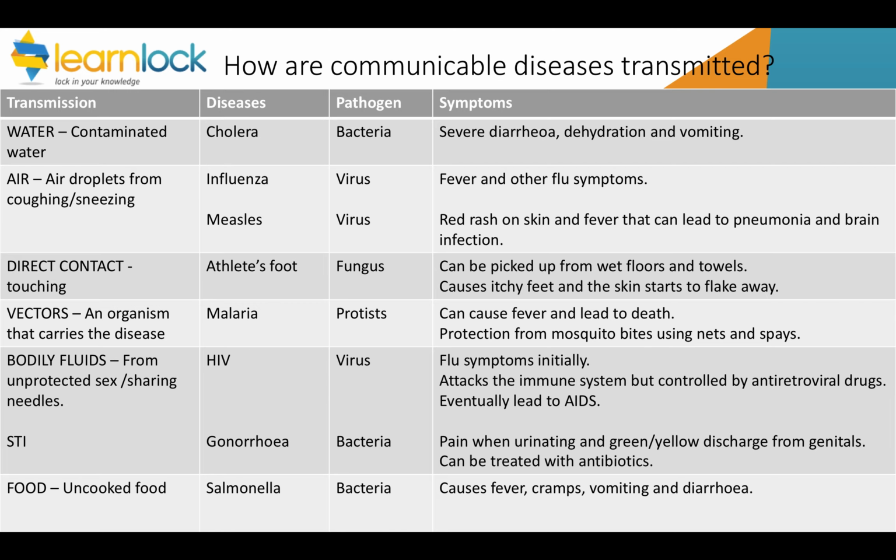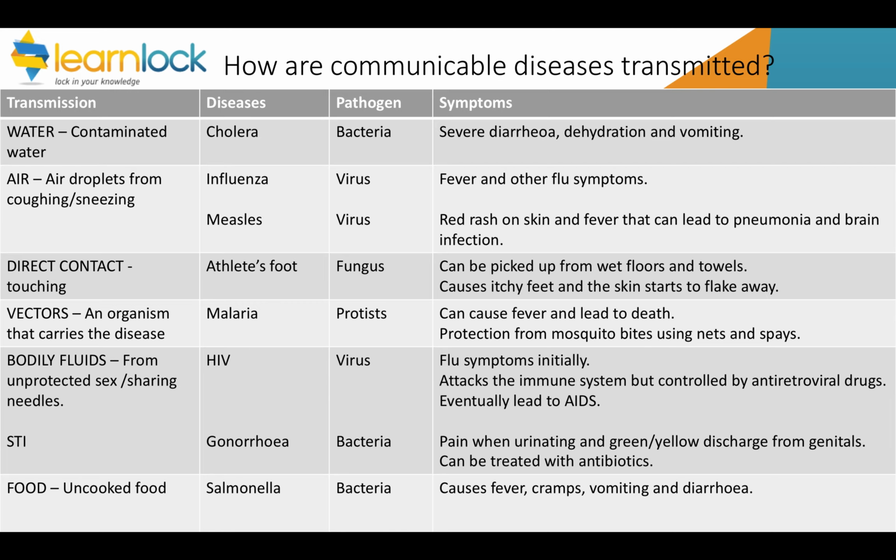Transmission examples also include air. So 2 diseases that you need to know could be transmitted through the air are the flu, so influenza, or measles. Influenza and measles are both caused by viruses, and you will need to know the symptoms of each as well. So the flu causes fever and coughing and other flu symptoms. Measles causes a red rash on your skin, and it can lead to fever and more severe conditions like pneumonia and brain infection.